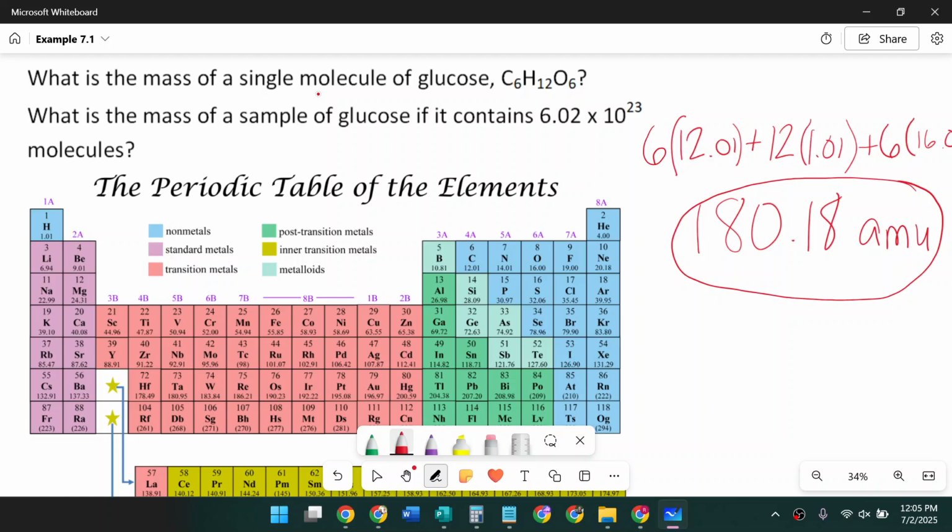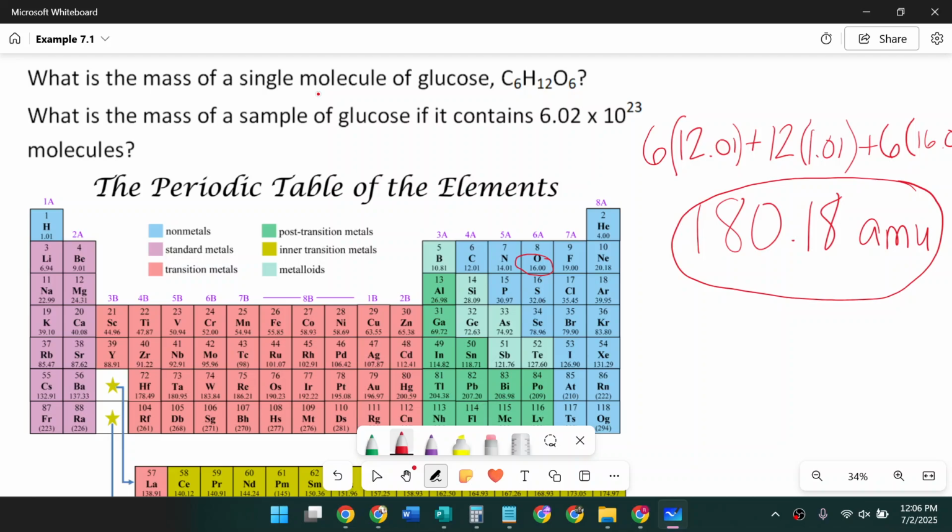The next question asks, what is the mass of a sample of glucose if it contains 6.02 times 10 to the 23 molecules? In other words, what is the mass of 1 mole of glucose? Because this number is 1 mole. This number on the periodic table, underneath each of the atom's chemical symbol, that 16.00 under oxygen, means that 1 atom of oxygen is 16 atomic mass units, but it also tells you how many grams you would need to make a mole. So 1 mole of oxygen is 16 grams. 1 mole of nitrogen is 14.01 grams.